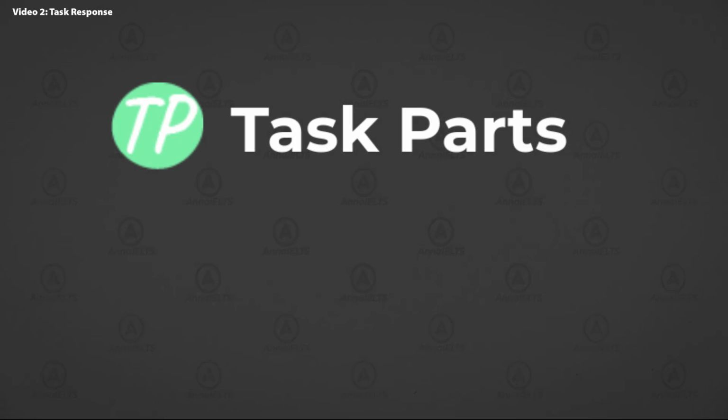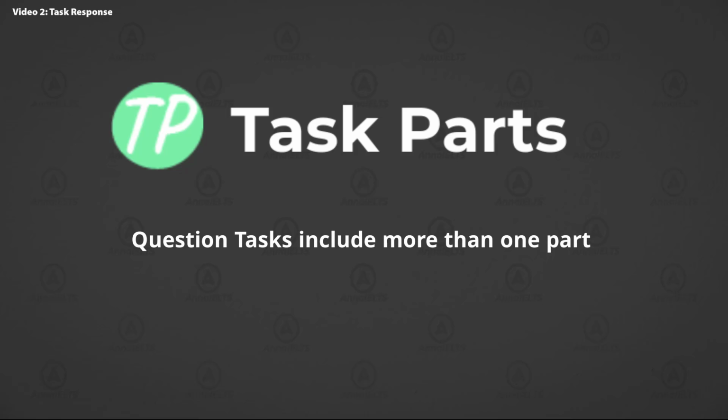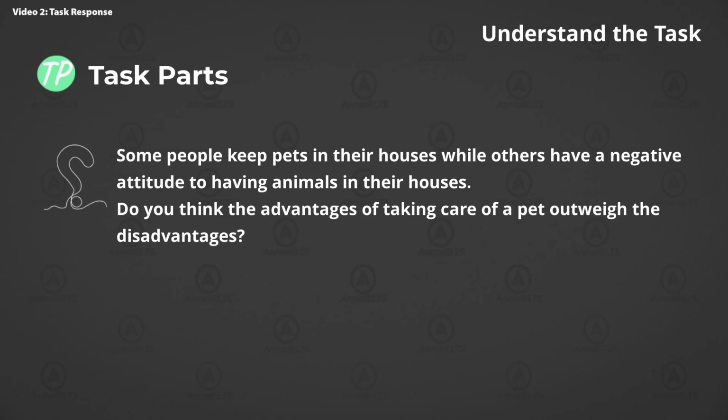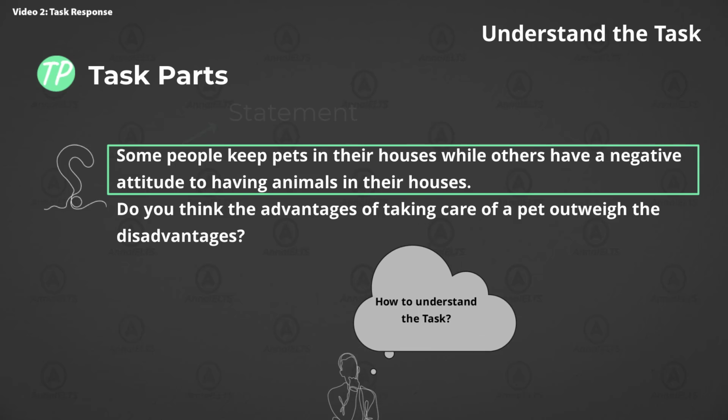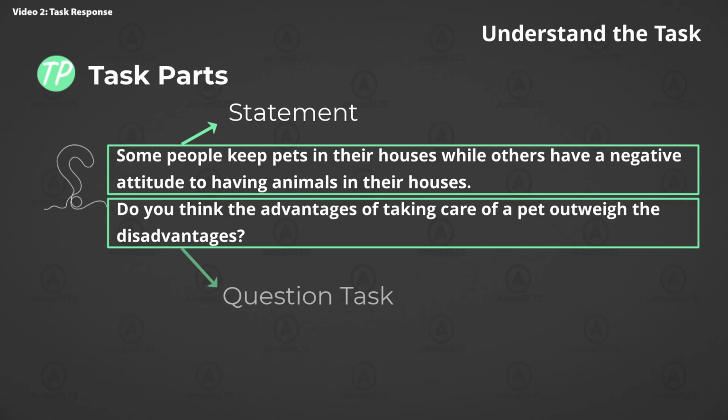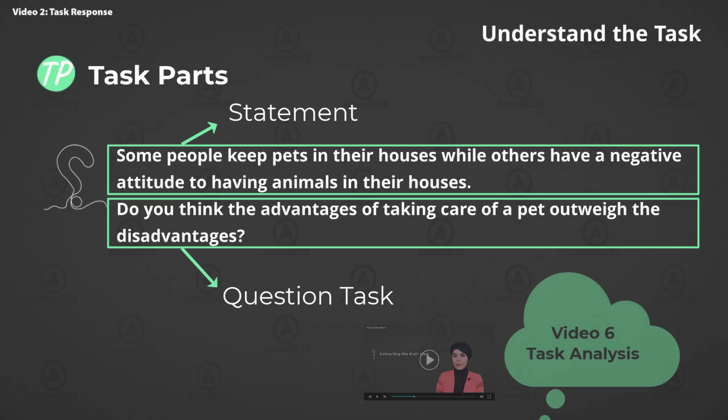The second component of task response is called task parts, which is one of the challenging aspects of task response. In some tasks, the question includes more than one part, so it's really important to learn the what-to-do section of the task parts. Understand the task. You may wonder how to understand the task. To understand the task, you have to analyze the statement and question task carefully. These two steps will be explained in video number 6.